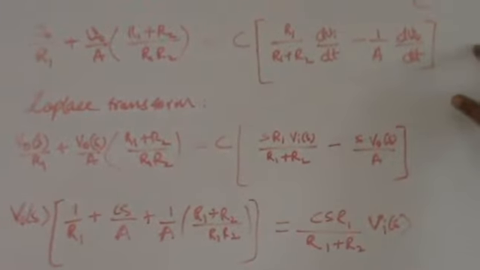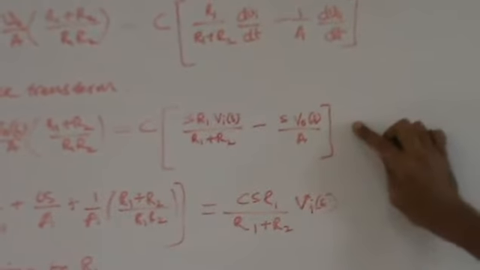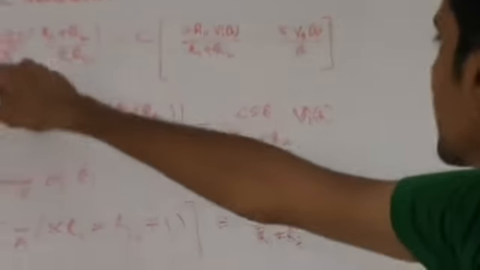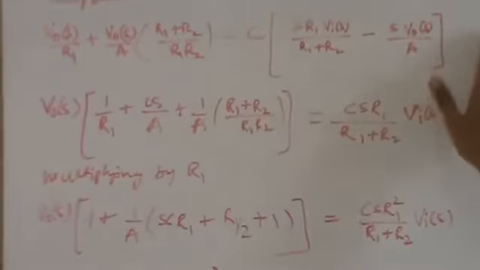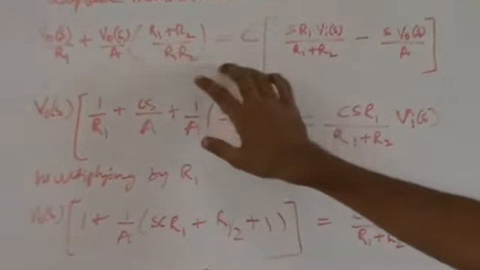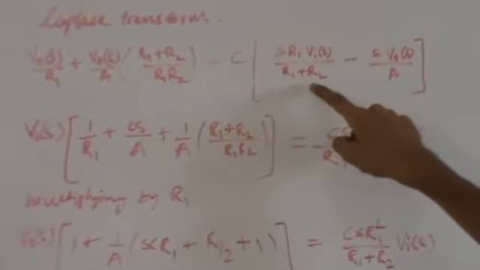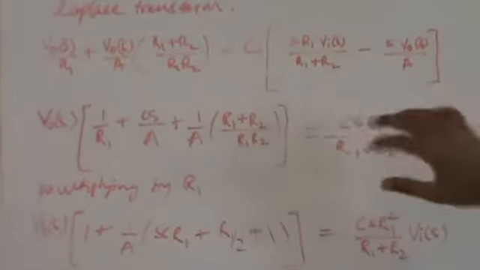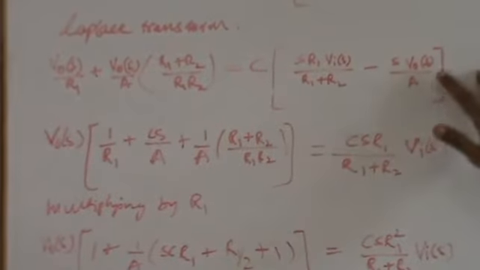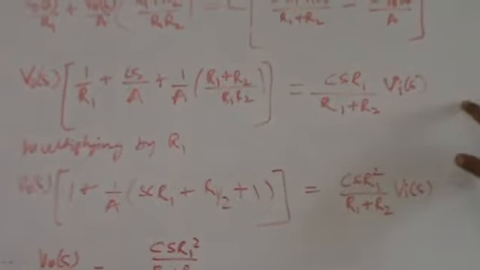Now taking Laplace transform of this particular equation, we get this below equation. Here we have taken Laplace transform, so it's a function of S everywhere. So V0 of S by R1 plus V0 of S by A into R1 plus R2 by R1 R2 is equal to C S R1 by R1 plus R2 into Vi of S minus S by A into V0 of S. Rearranging, getting all the V0 of S terms on one side and Vi of S terms on the other side, we get this equation as you can see.